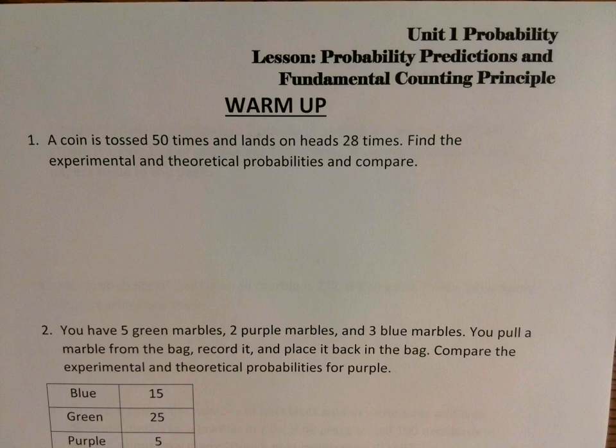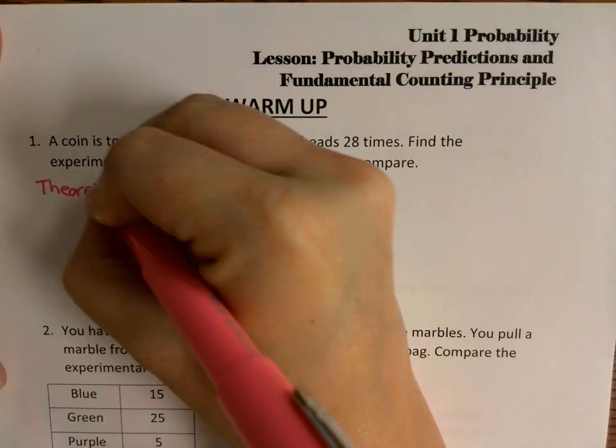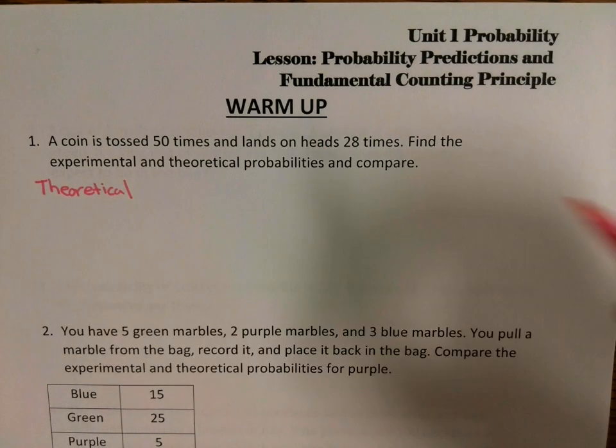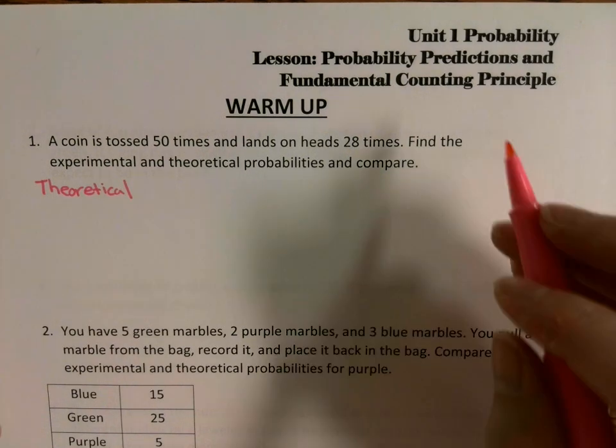Experimental and the theoretical probabilities together. So the first thing I'm going to do is identify what the theoretical probability is. Remember, theoretical probability is based off of the item itself and not the action that is occurring. It's based off of the item. So the item happens to be a coin. A coin, that's where we are going to identify our theoretical probability.